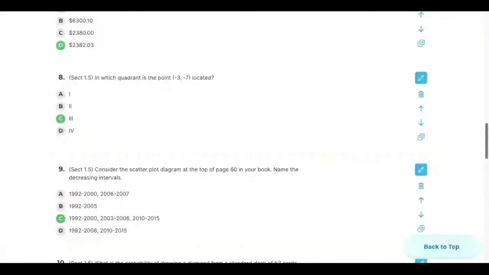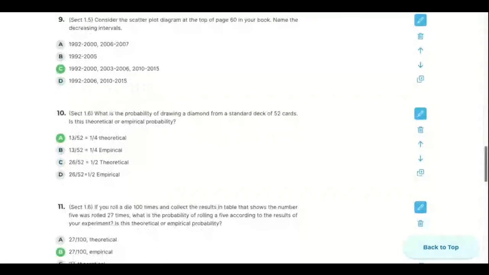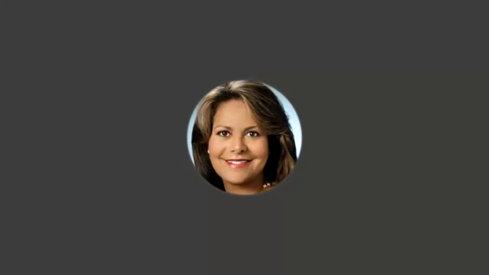Okay, so let's see. Next question was number 9. Consider the scatter plot diagram at the top of page 60 in your book. Name the decreasing intervals. Okay, so let me get to that page. Everybody should have a page and have a book, and if you don't, then I showed you how to use the virtual book so that you can answer questions when we are doing any kind of activity. Okay, moving over to the camera again. I'm going to show you page 60, point out the answers to you.